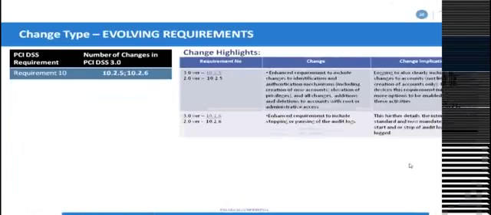Then requirement 10.2.2 to 10.2.5, enhanced requirement to include changes to identification and authentication mechanisms, including creation of new accounts and elevation of privileges. So we are all aware of all the logging requirements that are present as part of 2.0 also. The newer version clearly states the intent and goes to the extent of saying that any changes, even creating a new account or changing the level of privileges, also have to be captured as a part of the logs.